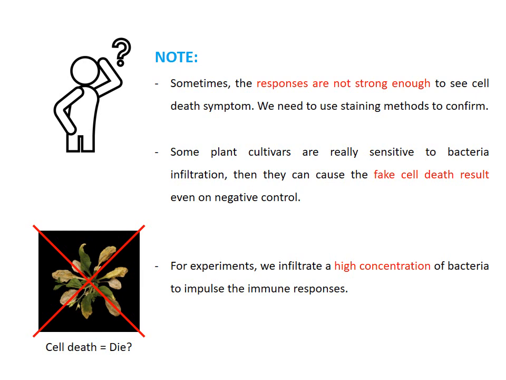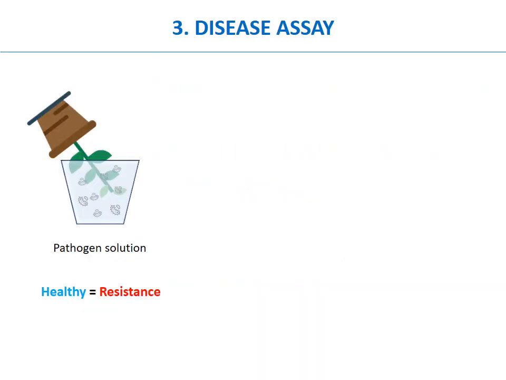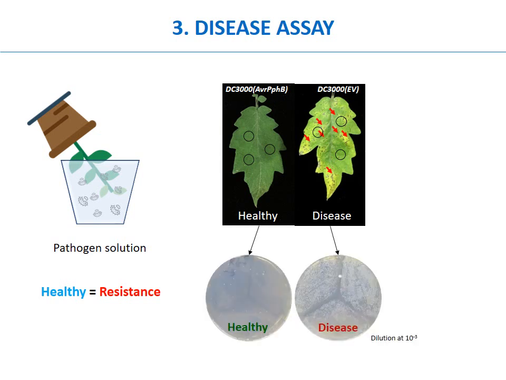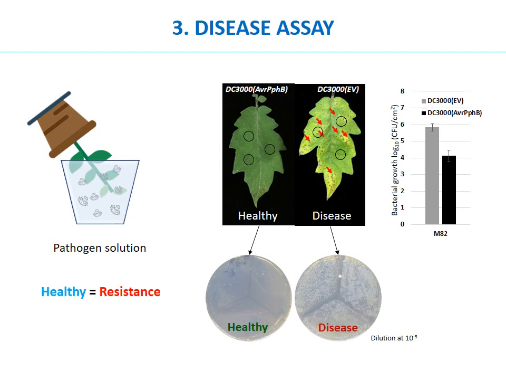Let's move to the next part, DCSA. In the DCSA, we used a low concentration of pathogen solution to expose the plant to bacteria naturally. After dipping, the plants are observed several days later to check the symptom. If the plants are healthy, it means they can resist that pathogen. In contrast, if the plant becomes diseased, it means they are susceptible to that pathogen. However, to quantitatively confirm the result, we should do a growth curve assay. By taking a certain square unit from leaf tissue, we can count the number of bacteria per square unit, such as centimeter. I'm showing an example of the bacteria number from healthy tissue and diseased leaves.